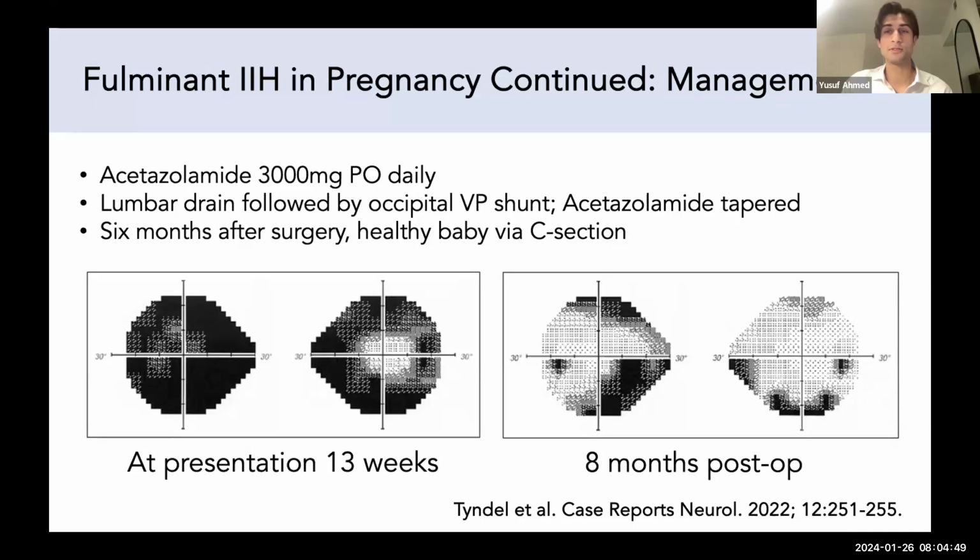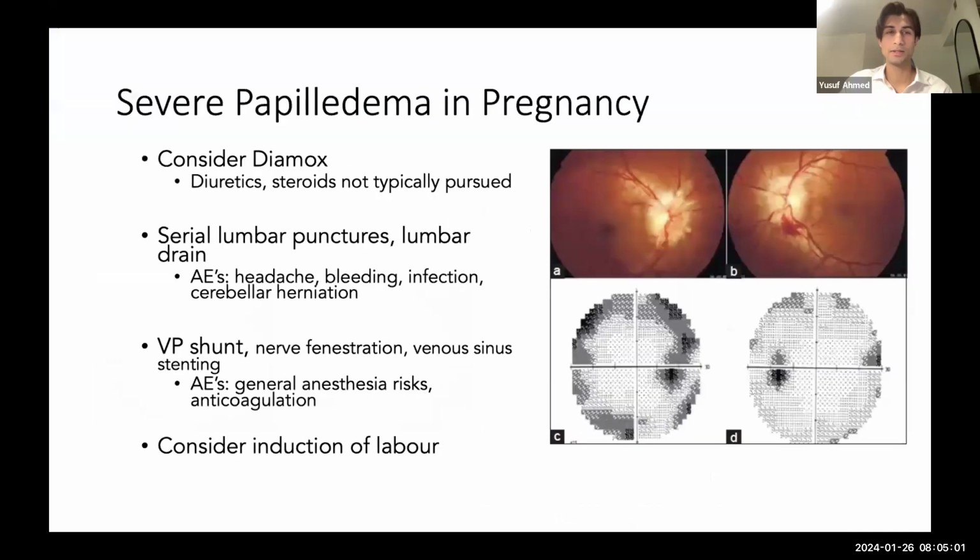At this point, the acetazolamide was tapered, and then 6 months after the surgery, a healthy baby was born by a C-section. And you can see here from the post-op visual fields, they did have improvement in their visual field and their visual function. So as a stem off of this case, if there is severe papilledema or fulminant papilledema in pregnancy, Diamox should be considered, of course, after a discussion with the patient and OB.